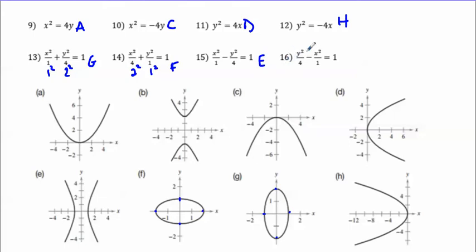And then for 16, it's the y squared that's positive. And let's take a look. So this one will cut through the y-axis, so this one will be B.